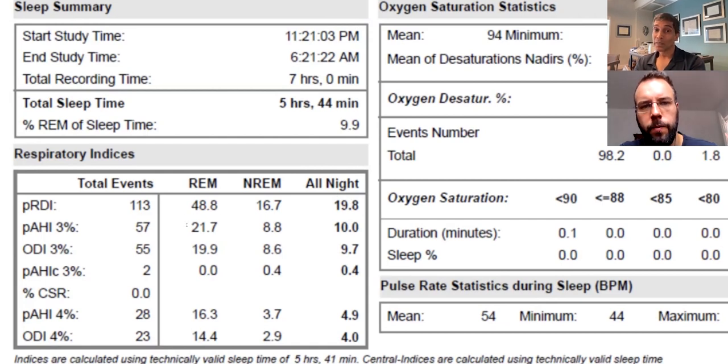And in REM sleep, it's actually moderate to severe sleep apnea. Interesting. Okay. And then using the Medicare criteria, the 4%, you're normal. Get out of here.